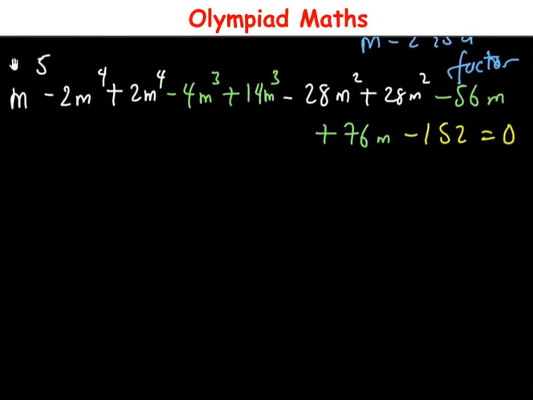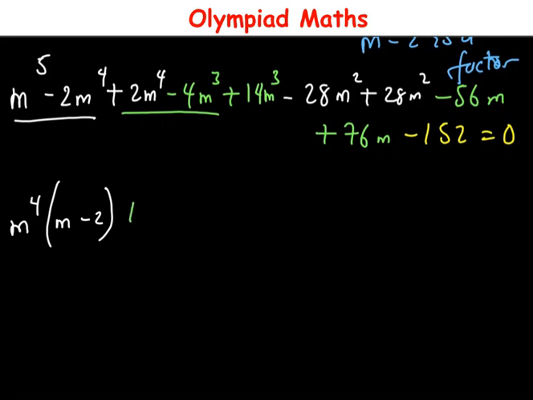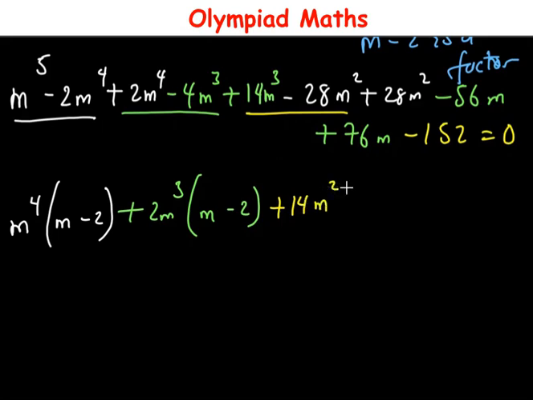So from this equation, let us factorize out m raised to power 4 from this. So we have m⁴ into brackets, we are left with m minus 2. And also from this equation, factorize out plus 2m³, we are left with m minus 2. Then from this equation, factorize out plus 14m², we are left with m minus 2.